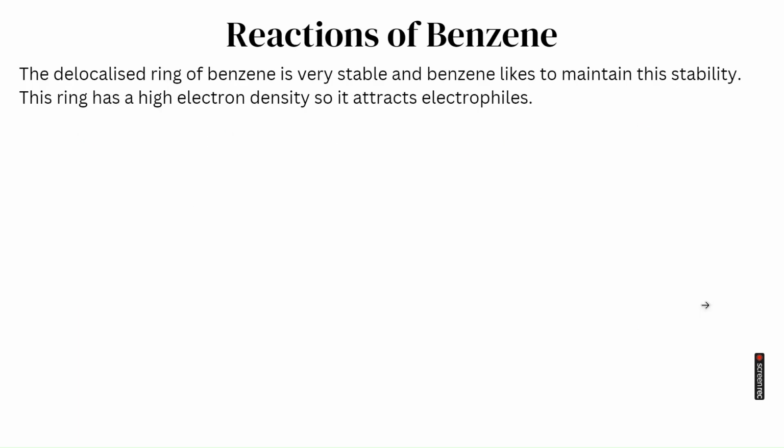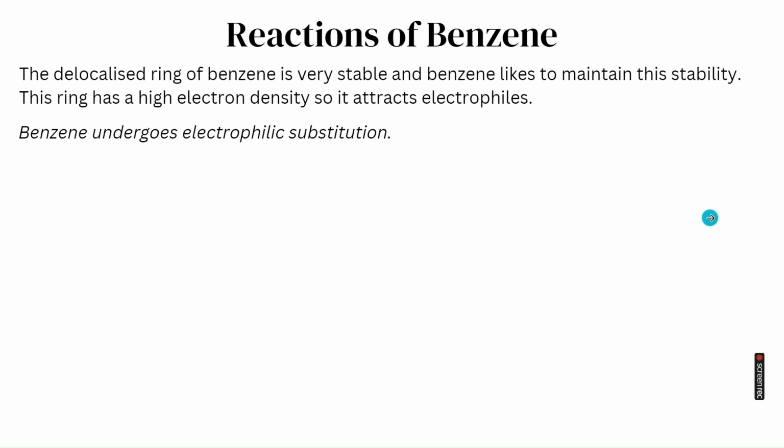Now, the reactions of benzene. The delocalized ring of benzene is very stable, and benzene likes to maintain this stability. This ring has a high electron density, so it attracts electrophiles. Now, we have an electrophile and we have our benzene ring, and they're both attracted to one another, but benzene also wants to maintain its stability. Now, what happens? Benzene undergoes electrophilic substitution. In this way, it does not lose its stable ring.